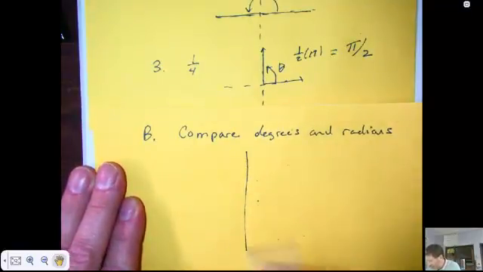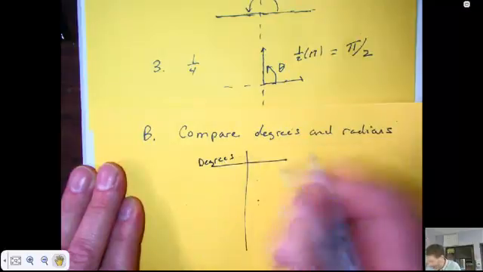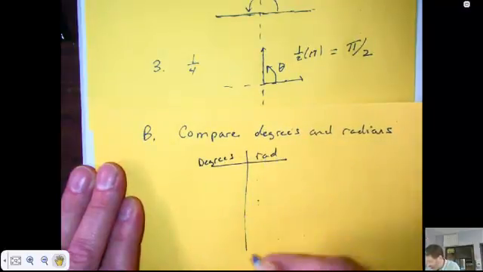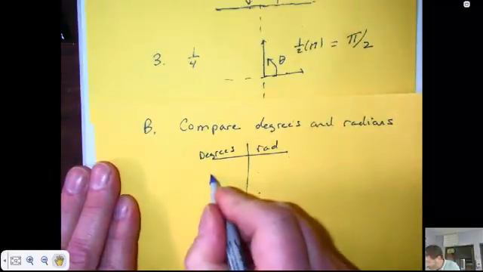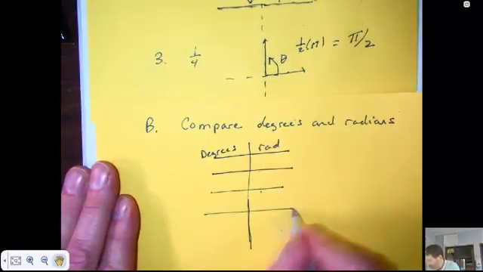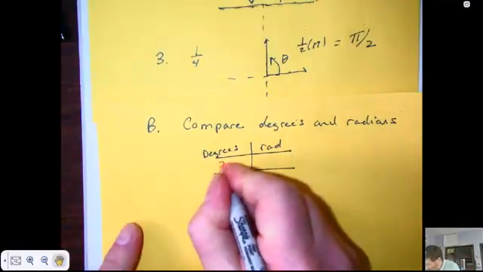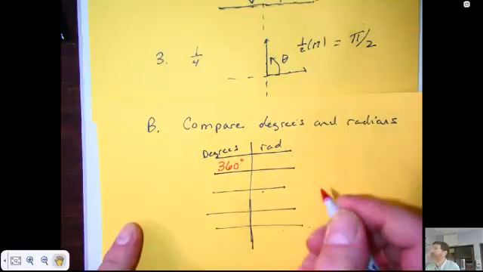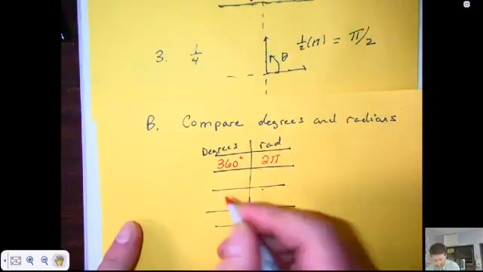So let's just make a little table here. We'll put degrees on the left and radians on the right. So we said, right, that if we had 360 degrees all the way around, how many radians is that? 2 pi. It's 2 pi.